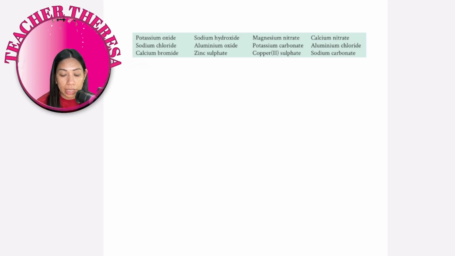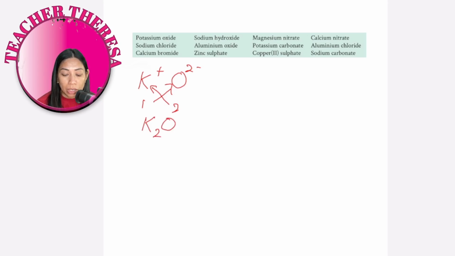So potassium oxide. Potassium is K plus, right? Oxide is O2 minus. So let's say we want to do the cross method. So for the cross method, we write down the value. Plus means 1, the value is 1. Oxide 2 minus, so the value is 2. So you cross: 1 will go to the O and 2 will go to the potassium. So we will get K, potassium, 2, and then O. We don't write the 1. Okay, this is the cross method.